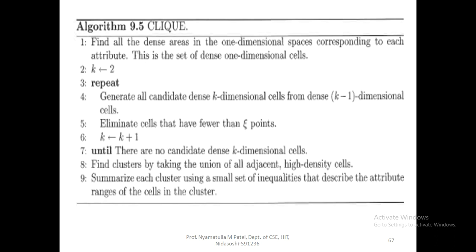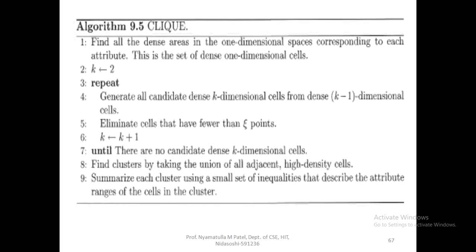Let us take k equal to 2, I want to form 2 clusters. This will go on repeating until I form some k number of clusters. Then generate all candidate dense k dimensional cells from k minus 1 dimensional cells. So now you are going to form k dimensional cells from k minus 1 dense dimensional cells.